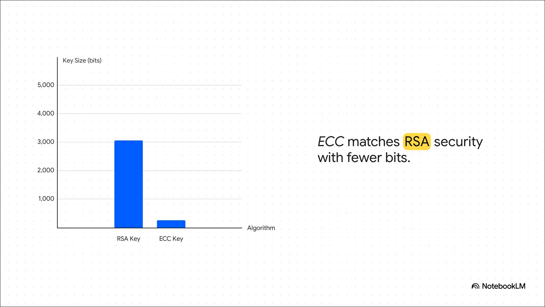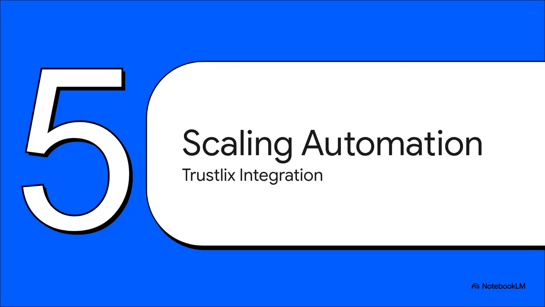ECC utilizes a highly efficient mathematical curve instead, so it delivers the exact same impenetrable security as a giant 3072-bit RSA key, but it does it with a tiny 256-bit key. That translates to minimal power consumption, lightning-fast digital handshakes, and an impenetrable defense, all without dropping a single frame of video. Section 5. Scaling automation with Trustlix.